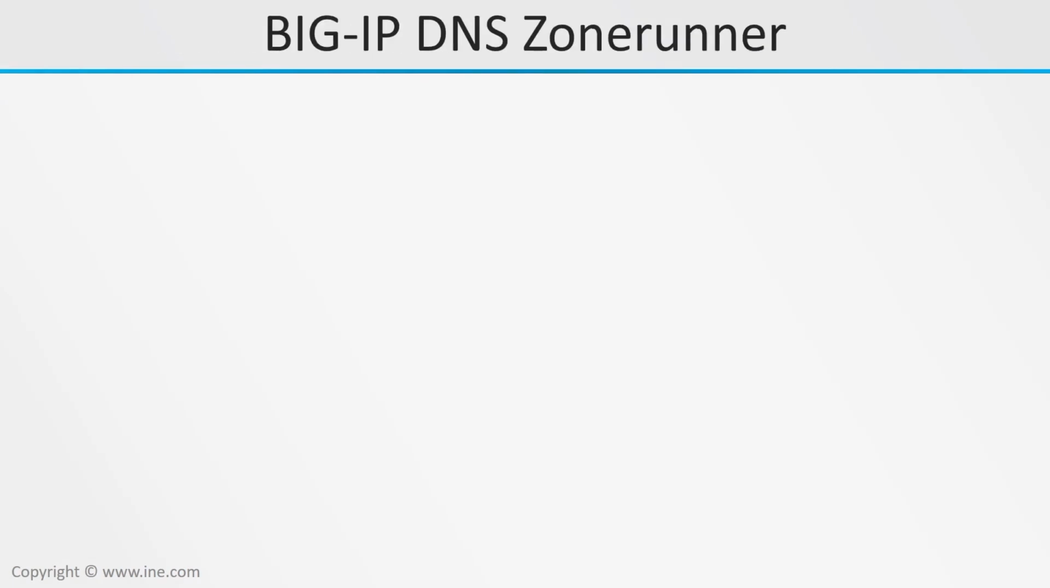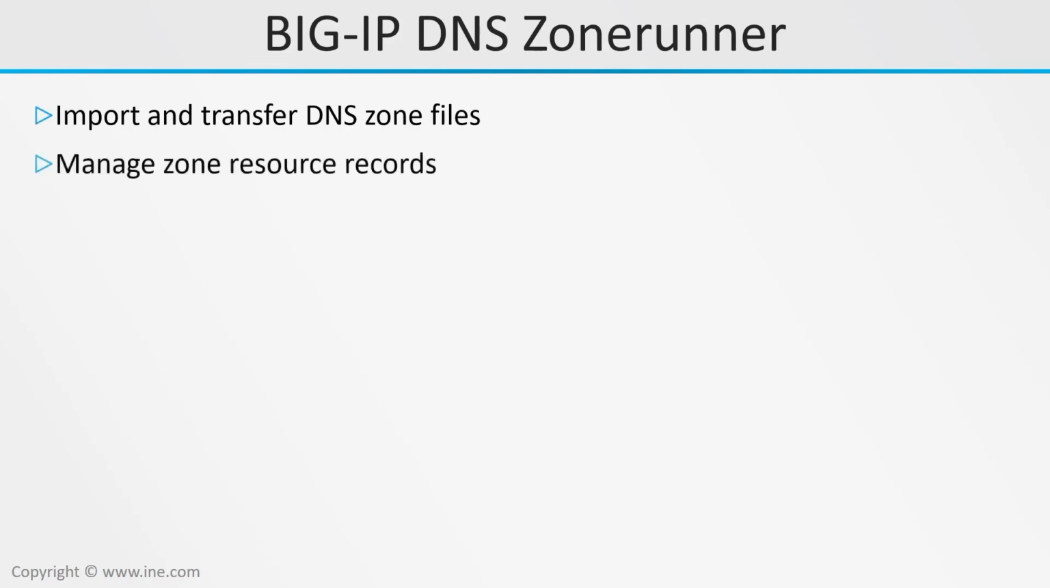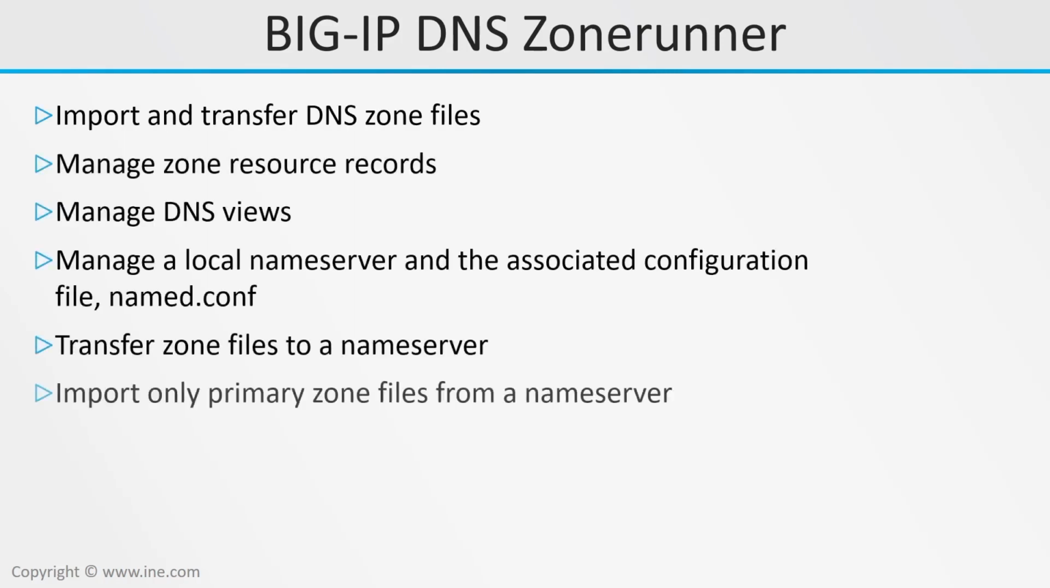Okay, so let's take a look at the second big IP DNS feature that we have on the list, Zone Runner. So Zone Runner is really a DNS GUI management system, and the biggest thing about it is it allows you to verify the syntax before actually putting it in place and causing an issue to production, like from a traditional bind server. Some of the features include importing and transferring the zone files from different name servers, and you can do this dynamically or just copying the file and loading it on the big IP DNS.